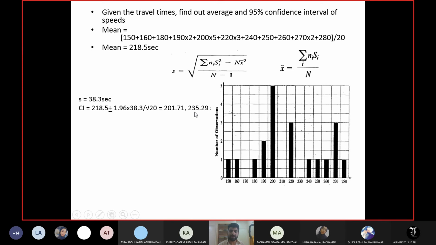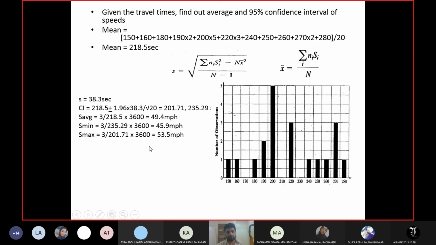Okay, now if you want the average speed and the confidence interval of speed using these values, you do the same thing which we did earlier. This is also a 3-mile section. Okay, it is again written with the graph in the previous slide. So if you divide it by the average travel time, you get average speed, and if you divide it by the confidence interval values, you will get the confidence interval of speed. And each time you have to multiply by 3600 to convert it to hours. Okay, so I hope this is clear. Yeah?